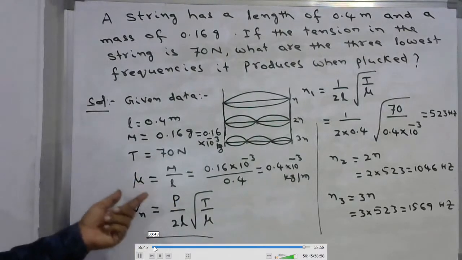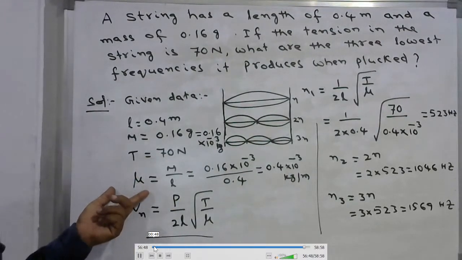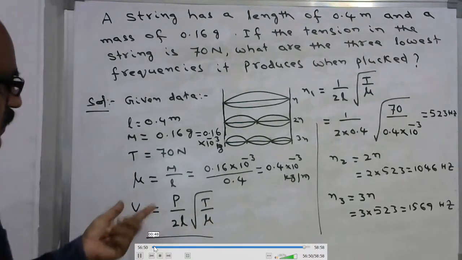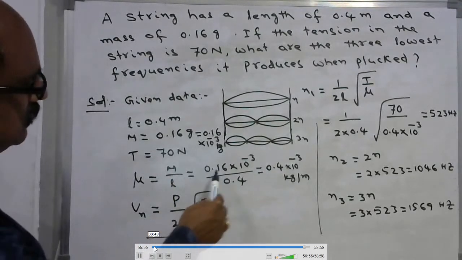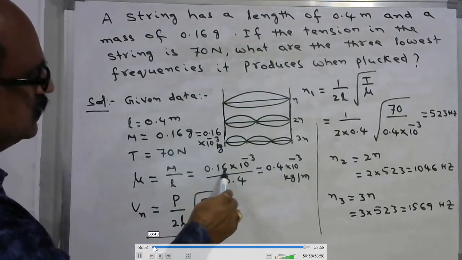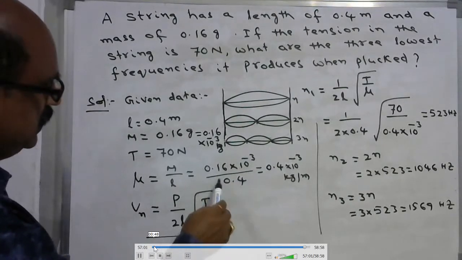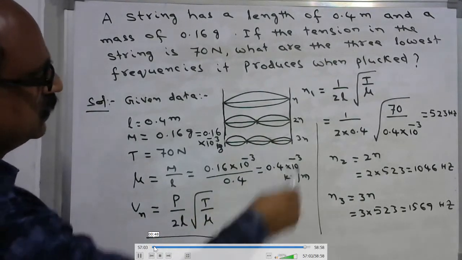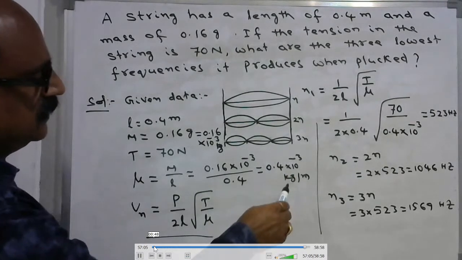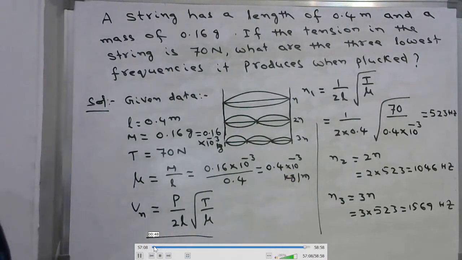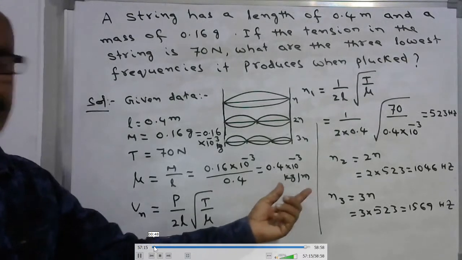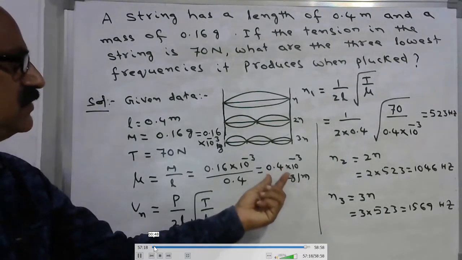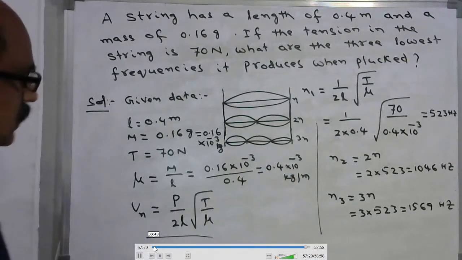So now we have to find the linear density. Linear density of the string is equal to total mass by total length, that is 0.16 into 10 power minus 3 kilograms by total length 0.4. So you will get the mass per unit length, that is the linear density. So what is the mass per unit length? 0.4 into 10 power minus 3 kilogram per meter. Every meter of wire has a mass of 0.4 into 10 power minus 3 kilograms.